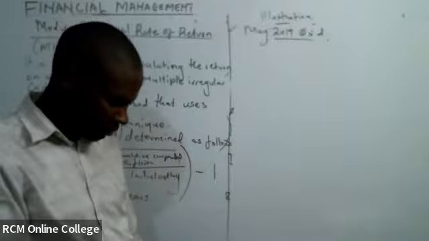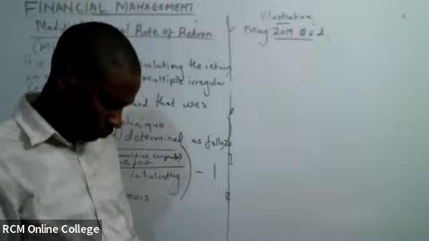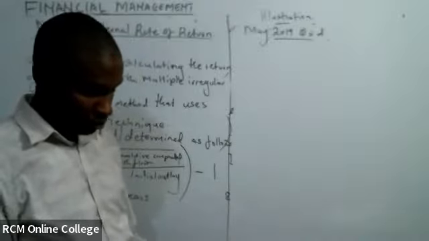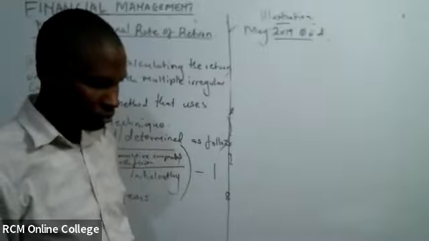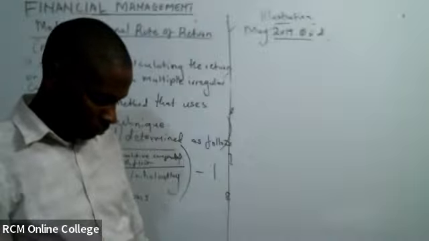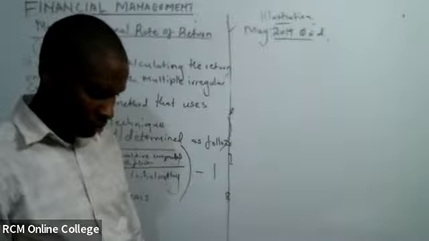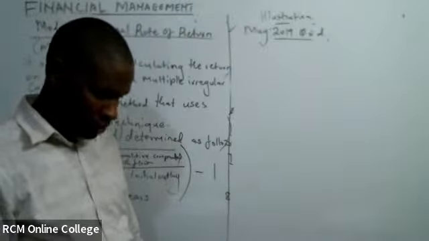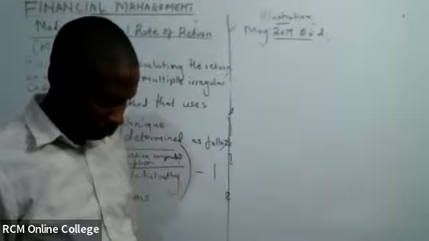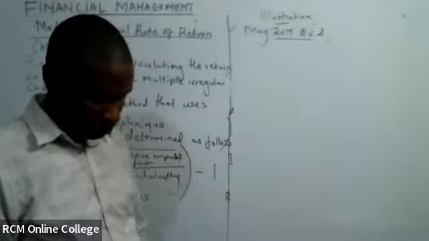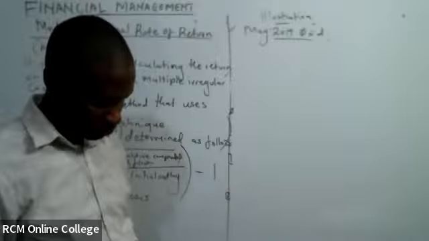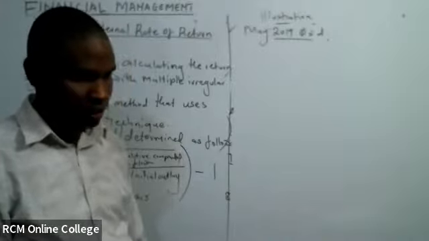Are we there? Yeah, we are having some cash flows here. May 2019, 5B. Yeah, here we are.